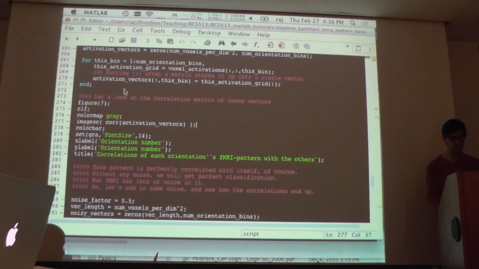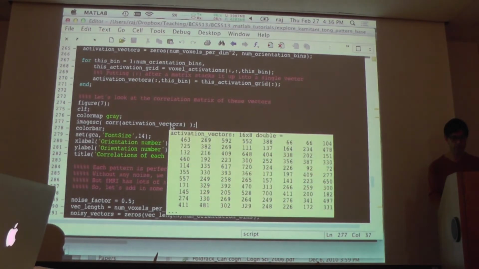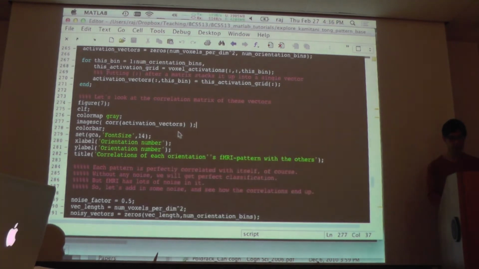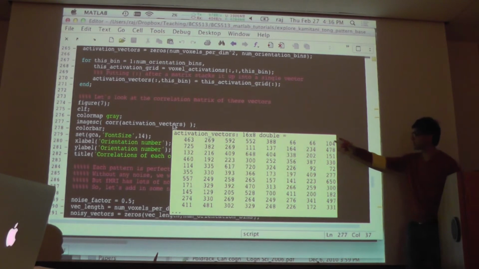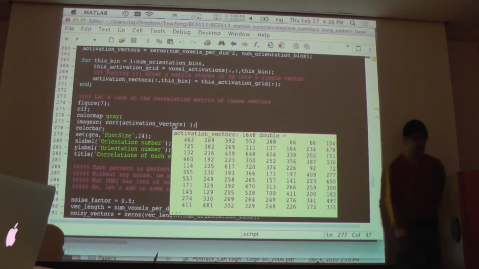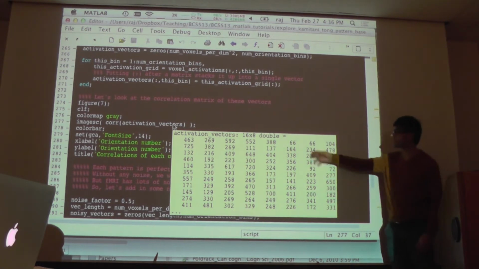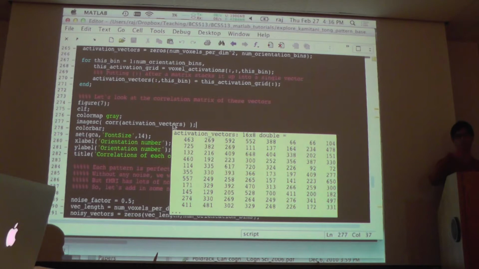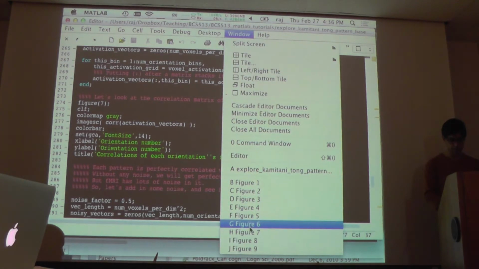So we stretch them all out, and then instead of having 8 different grids, we have 8 different vectors. This is our set of 8 different vectors, and each one of these columns corresponds to the activations for orientation 1, activations for orientation 2, etc. We're going to look at the correlation of each one of these columns with each one of the other columns. That's the correlation of each one of these maps with each one of the other maps. And that's what this line here does. So let's have a look at that.